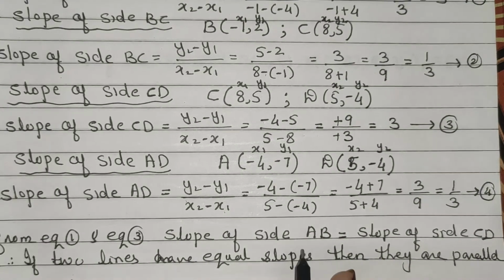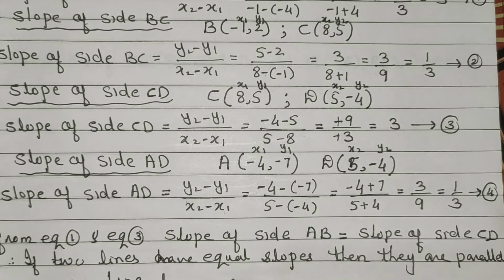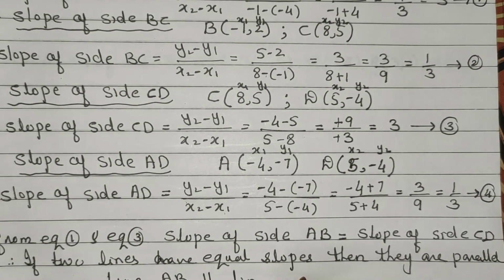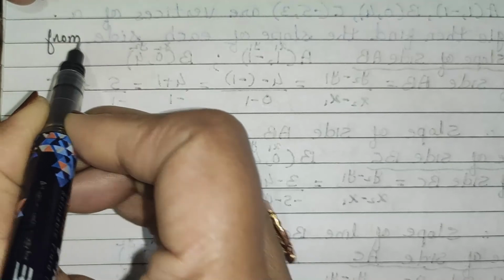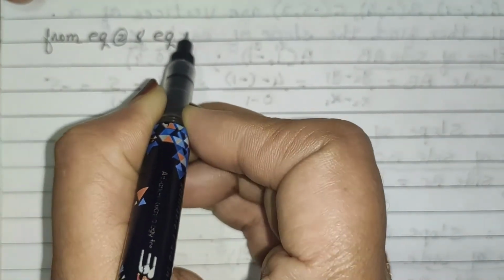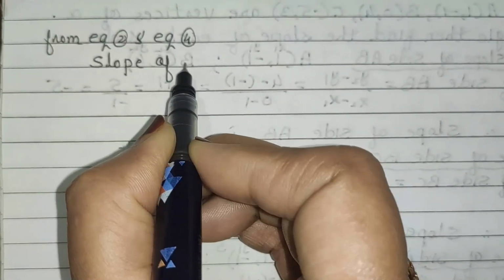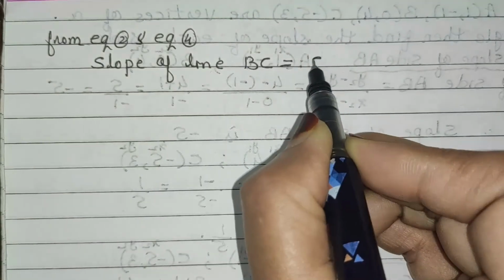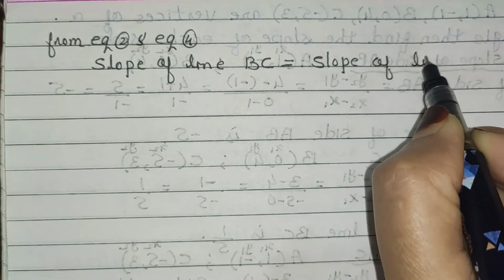Therefore, we can write here line AB is parallel to line CD. Write down here, from equation 2 and equation 4, slope of line BC is equal to slope of line AD.